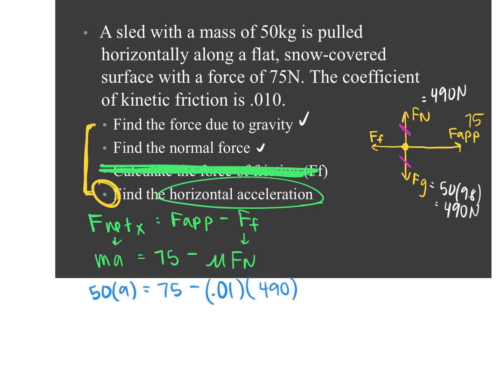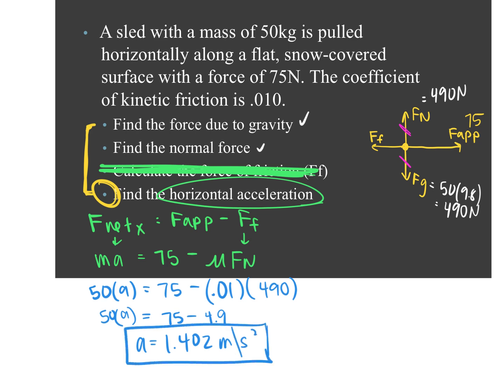So now we're going to go 75 minus, what is this, 4.9 equals 50A. Did I do that math right? Okay, so 75 minus 4.9 divided by 50 gives me an acceleration equal to 1.402. What's my units for acceleration? Meters per second squared. Very good. Okay. So we're going to check here, right?